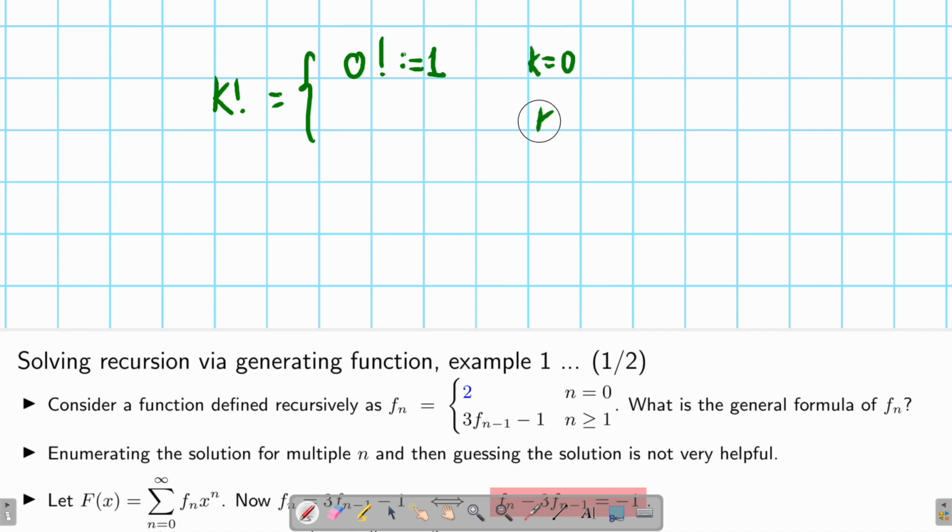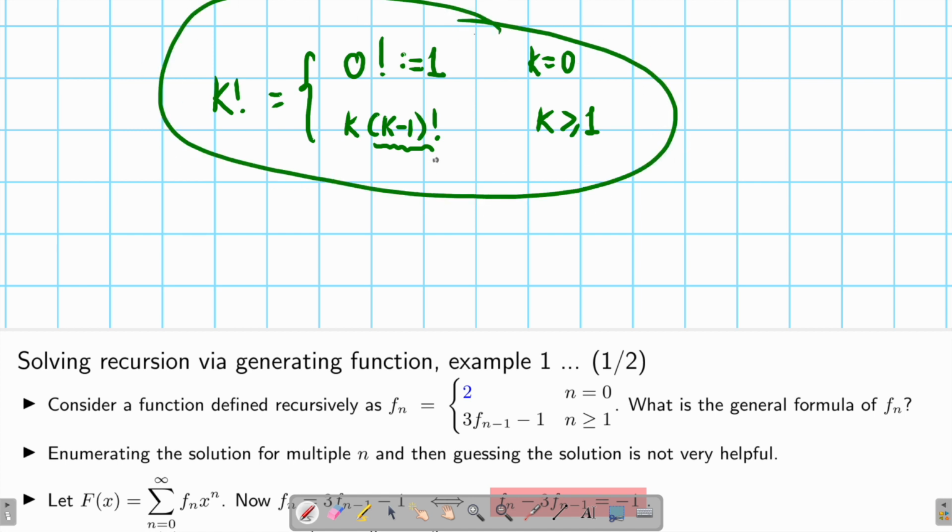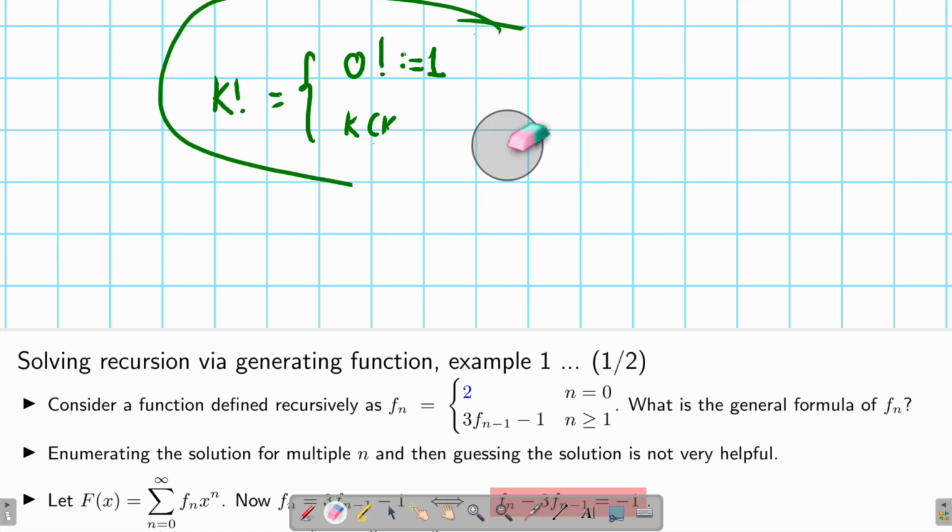And what happens if k is not 0? It's something larger than 1. Okay, so it will be k times the previous case, (k minus 1) factorial. Then you may wonder, what is this guy? Well, you call this thing again. So this is recursion.